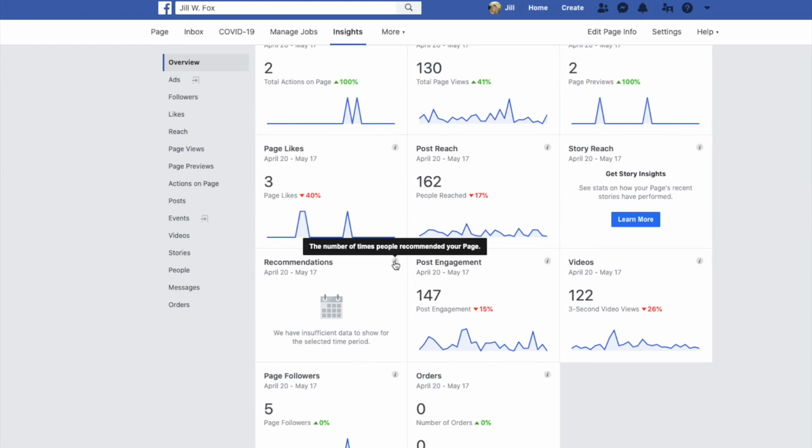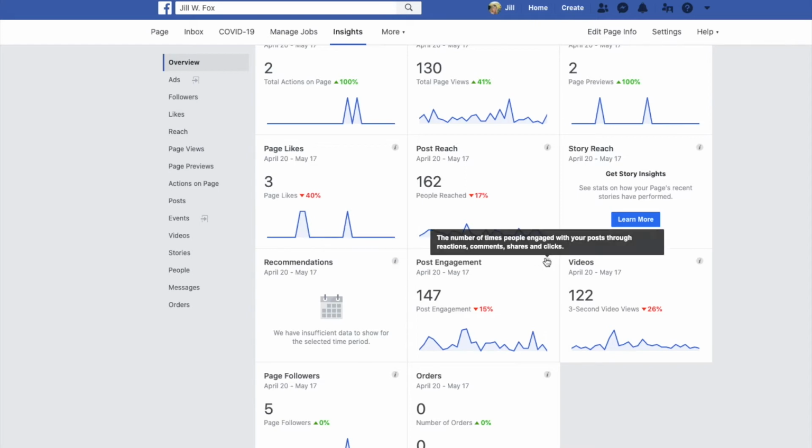Now, recommendations are the number of times people recommended your page. And if you remember, you've got that reviews section, which are recommendations, where these are awesome and amazing. So if you get these, you definitely want to show them on your page. Now, this is post engagement. And basically, this is the number of times that people reacted to, commented on, shared, clicked, did some sort of an action on one of your posts.